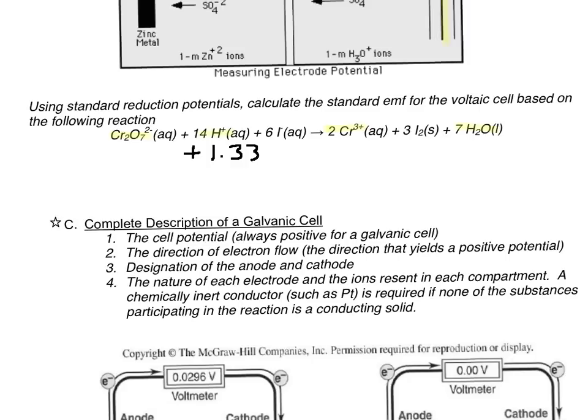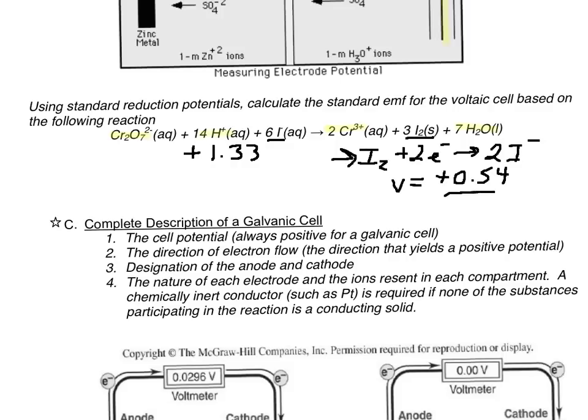Now looking at my chart, I also see this reaction here, which has a voltage of positive 0.54. Now this part of the reaction is this reaction in reverse and multiplied times 3. Even though it's multiplied by 3, I don't multiply this by 3. But since I am reversing the reaction to make it an oxidation instead of a reduction reaction, I do need to go ahead and make it a negative number. And then I just take these two numbers and add them together. And this number that I get here is considered the E cell.